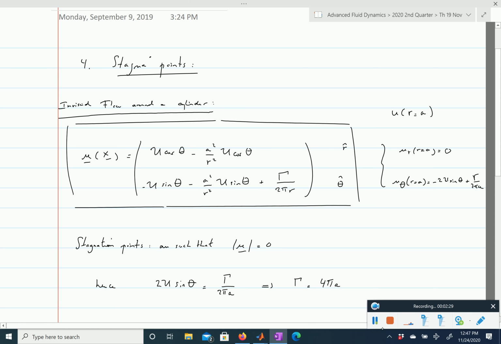Actually, let me write it as an equation for theta, because this is only going to be true at certain values of theta. So we need that sine theta be equal to gamma divided by 4 pi a u. No, actually, I changed my mind again. I'm going to write it in terms of gamma. So our equation that needs to be satisfied is that gamma is equal to 4 pi a u times sine of theta.